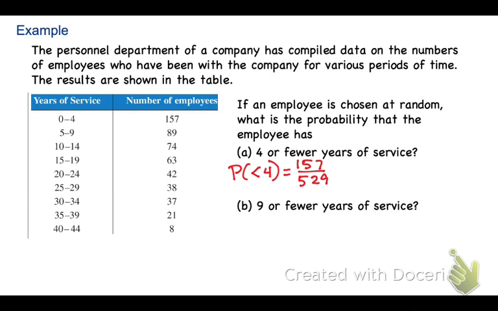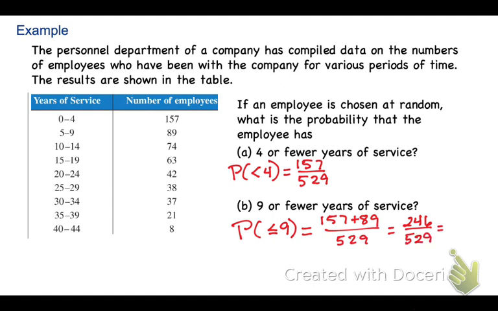Next, 9 or fewer years of service. So probability of less than or equal to 9. See how you can do shorthand? Okay, so what would you do there? 246 over 529. Where'd you get 246? 89 plus 157. So 157 plus 89 over the total. So you get 246, and you should check and see if it reduces. I don't think it does either. It might. No. Okay.